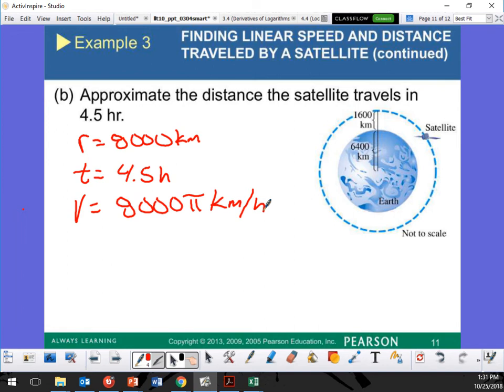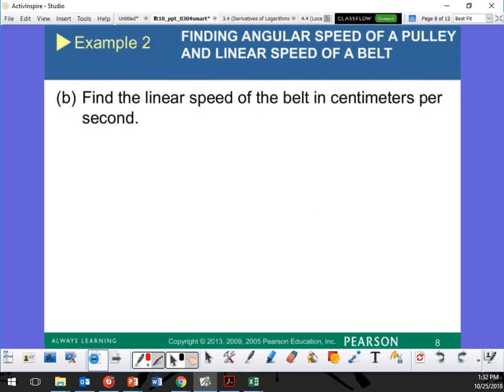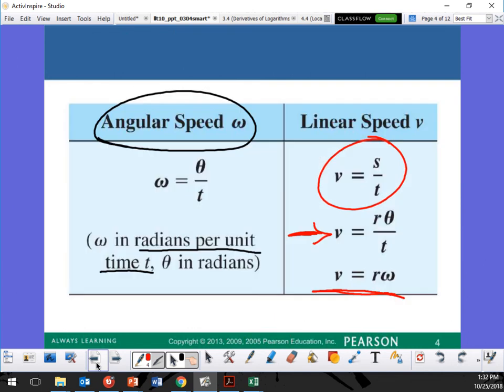And distance. You guys remember, what variable was distance? S, right? Okay. Distance is S. So I'm looking for S. So S equals. Now let's go back. So that's the only one I could use, right? I only could use that one. So V equals distance over time. So I could find the distance now, right?